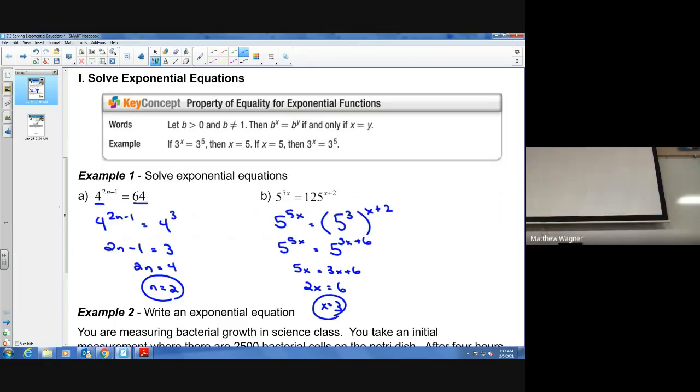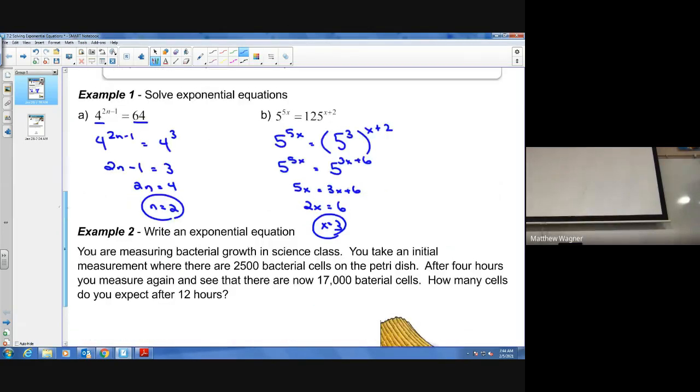Again, some of these problems should look very familiar to you. We actually have done some of these back when we were working through properties of exponents with section 6.1. Okay? Get the bases to be the same, equate your powers.